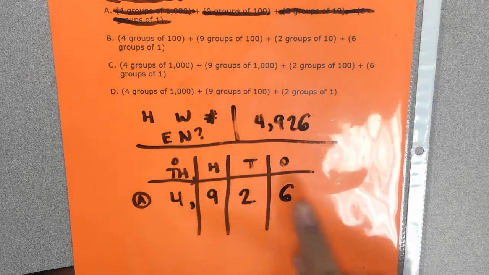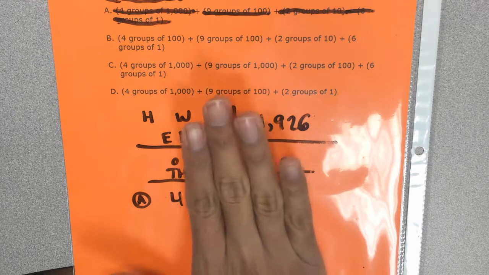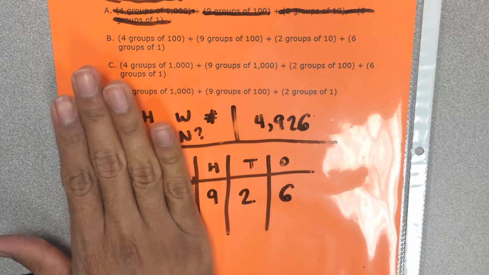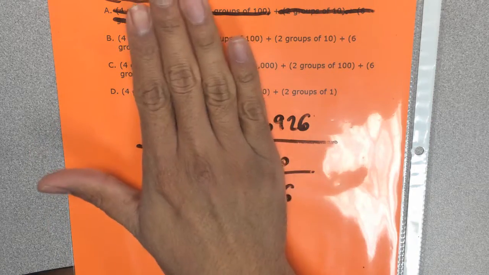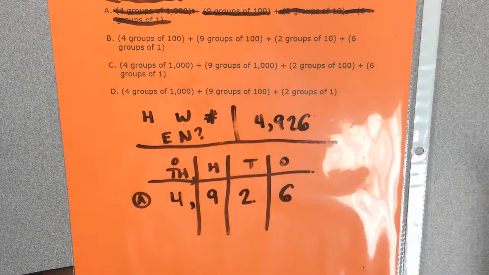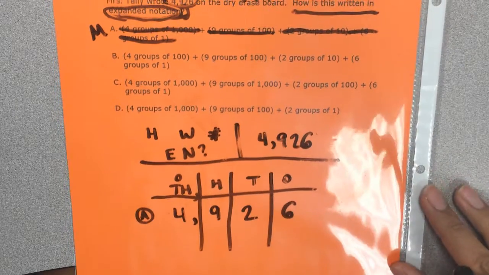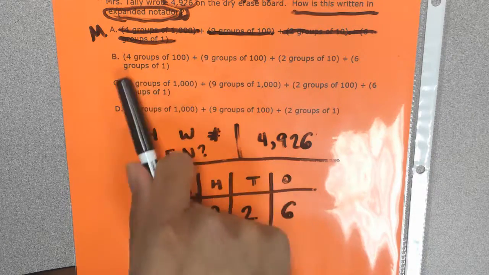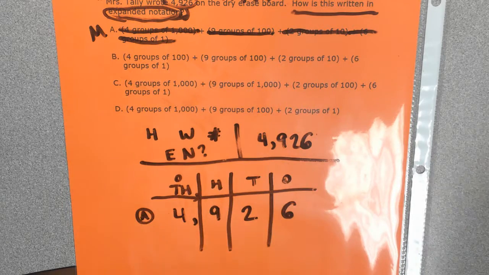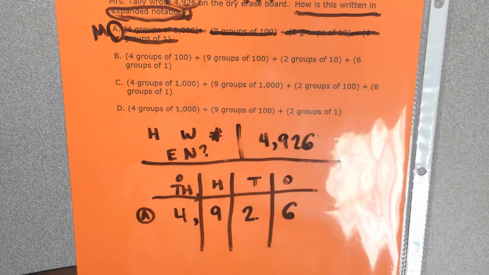Now let's see if our number matches the number that they gave us in the problem. 4,926. And this one is 4,926. It matches. So we can write a maybe next to A. Now in a regular problem and on your test, I do want you to go through all of the answer choices, but just to save time, I'm going to go ahead and just tell you that A is the answer.